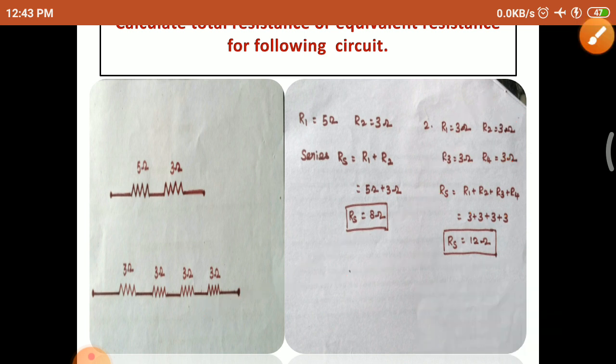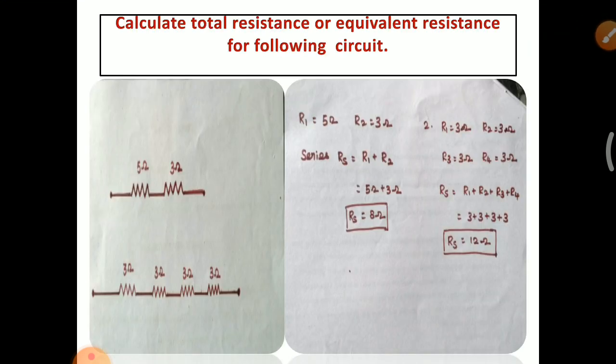Do you understand how to calculate the equivalent resistance for a given circuit? First you have to check whether the given circuit is series or parallel. Then you have to calculate the equivalent resistance.